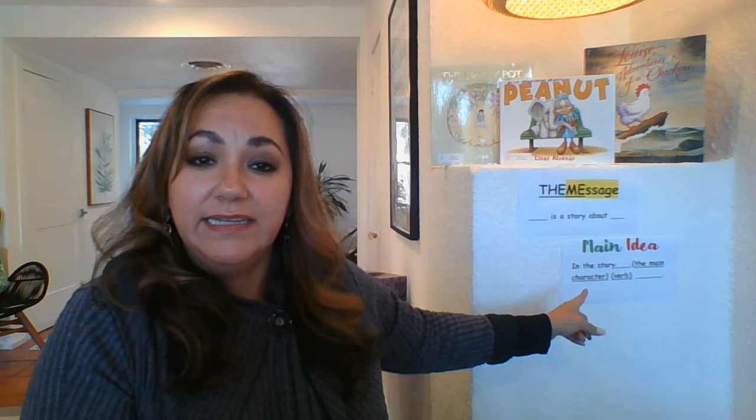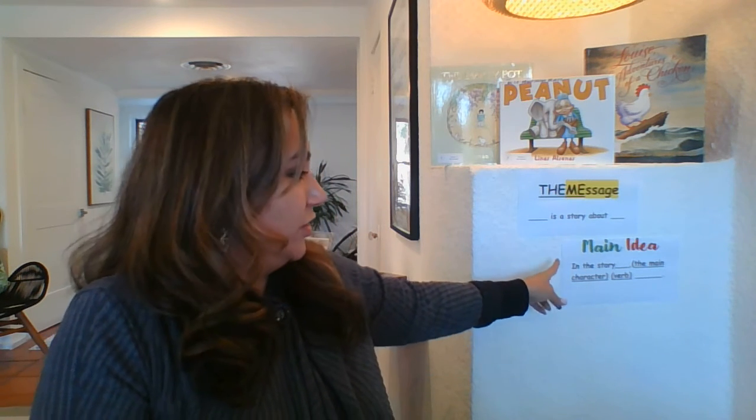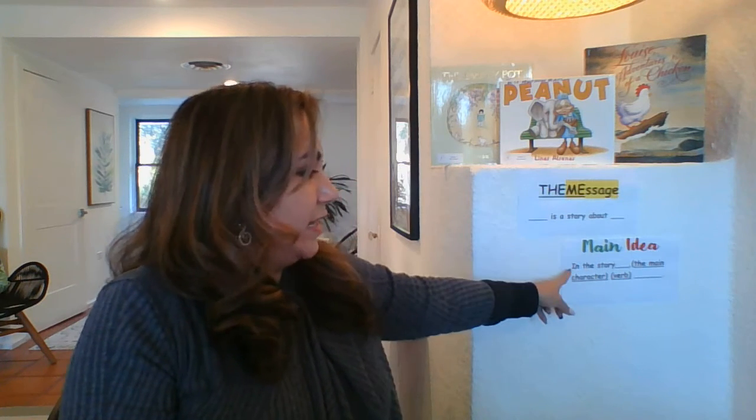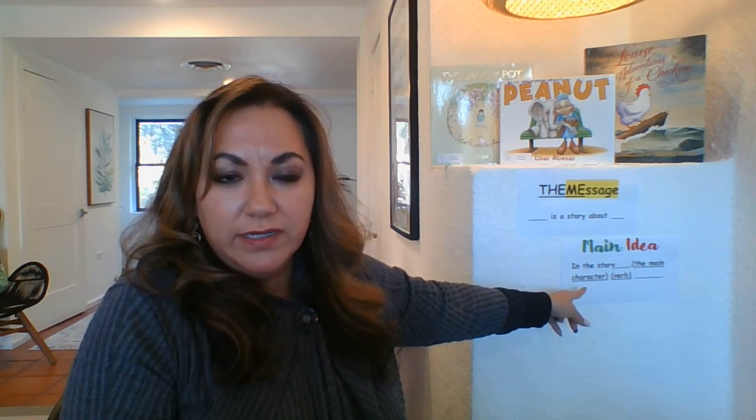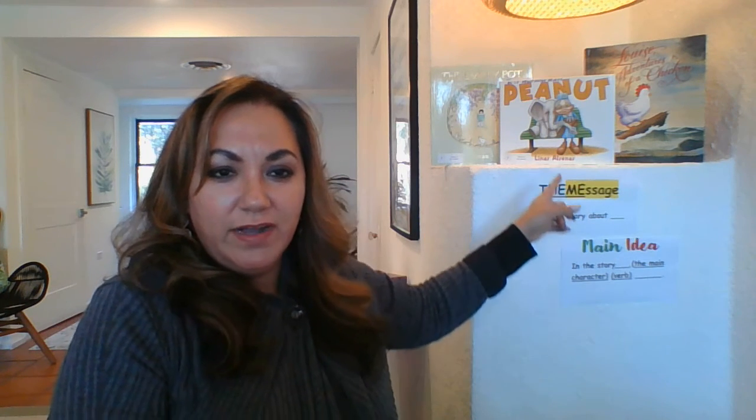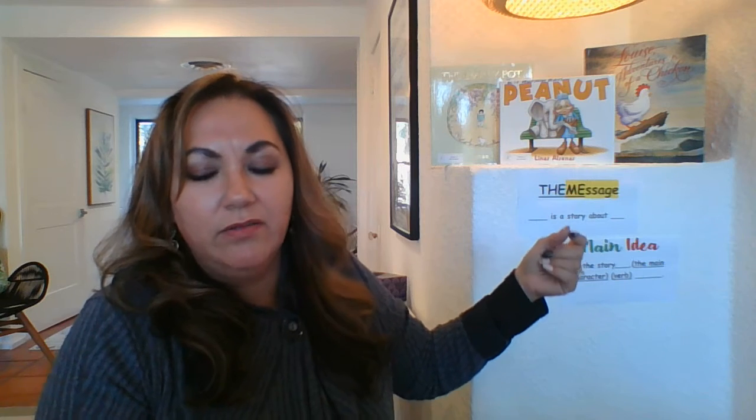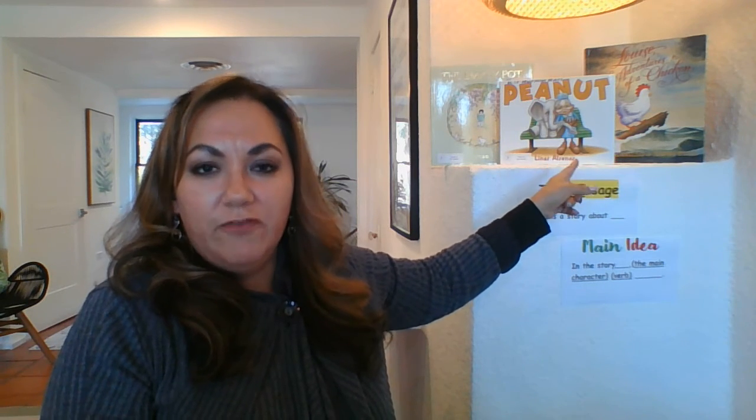Okay, so then main idea with Peanut is very different. You look at the story, and you put the name of the story, and then you have the main character, and then a verb: learns, listens, becomes. So in the story Peanut, Mildred finds a friend that helps keep her from being lonely. And so she finds a stray puppy. Now, stray puppy would be a detail. So we would just say, Mildred finds a friend that helps keep her from being lonely. So that's the main idea.